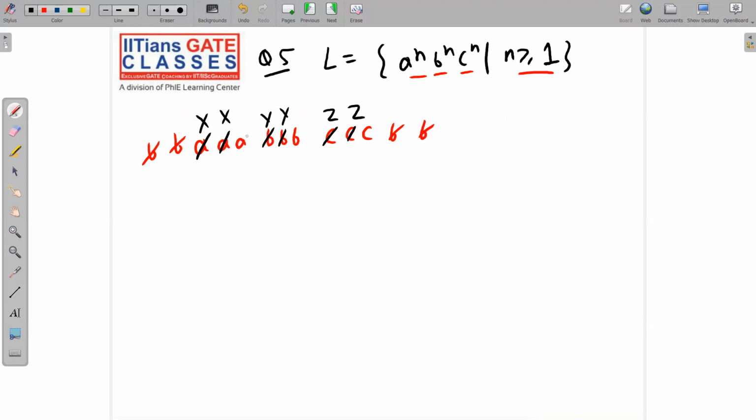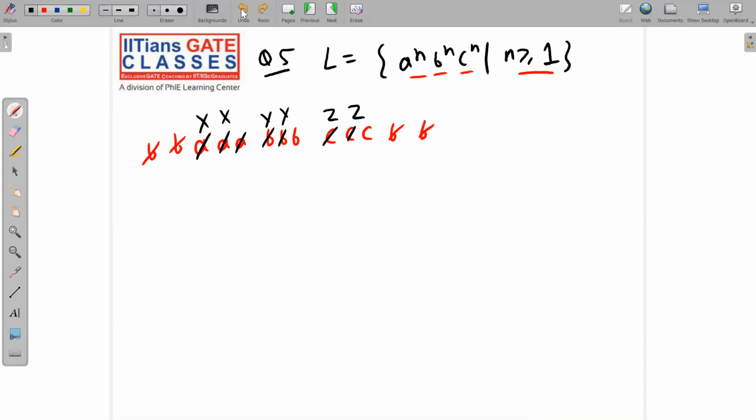Again, we will move backward now. This A will be changed to X, this B will be changed to Y, this C will be changed to Z. Finally, we will say that everything is X, Y, and Z. That means no A, no B, or no C is left. That means the number of A's, number of B's and number of C's are equal. So the idea is exactly similar. Let me show you the idea now.